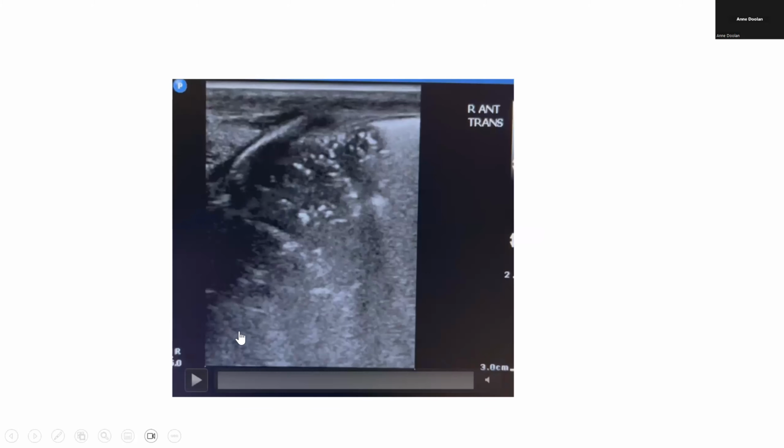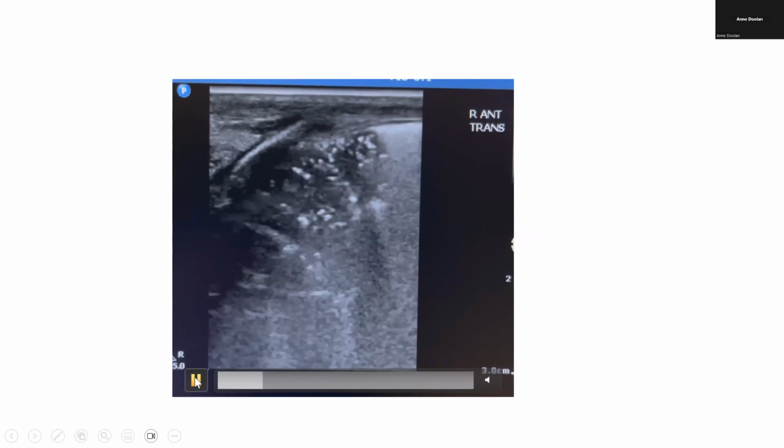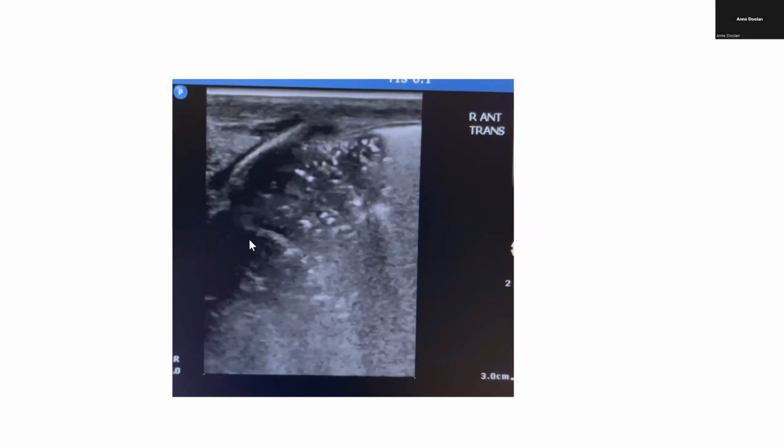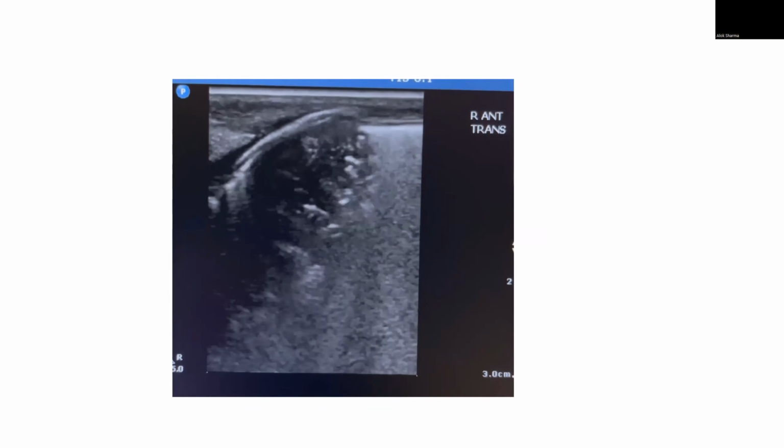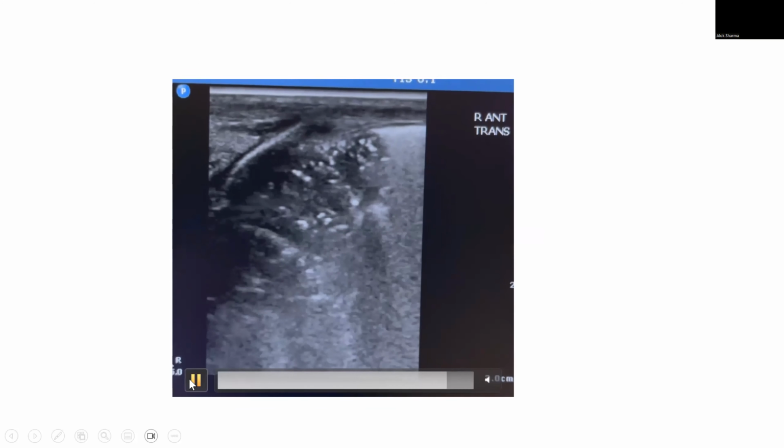And then this is just transverse, in the same place, looking at it from a transverse point of view. It looks like there are air bronchograms there as well. It's a beautiful image. Both of them are very nice images. You have a lovely machine.